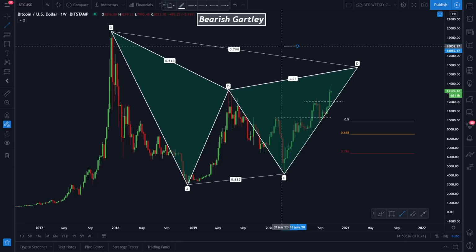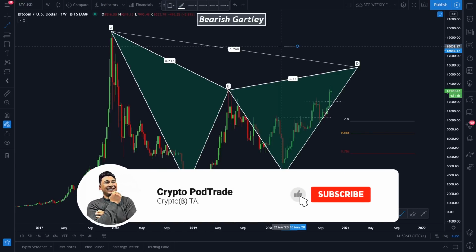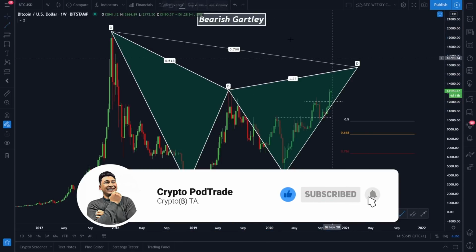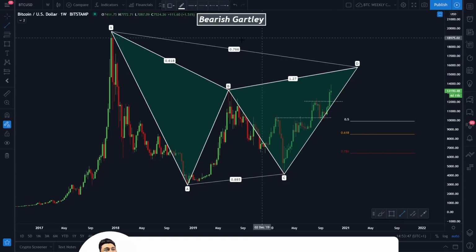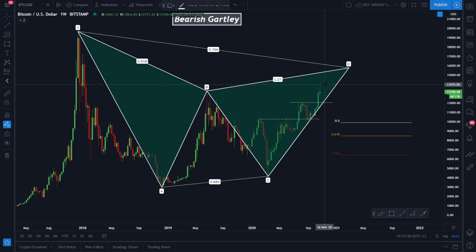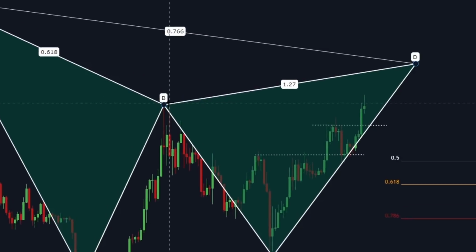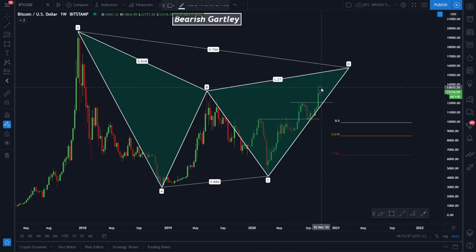So as you can see, today we are going to look into the price action of Bitcoin, starting with this harmonic pattern, the so-called bearish Gartley pattern. If you look at this price action of Bitcoin in a weekly time frame, guys, and look at this bearish Gartley pattern, even though we are seeing some sort of a pullback after price reaching the previous high of 2019, the price is showing some sort of reversal.